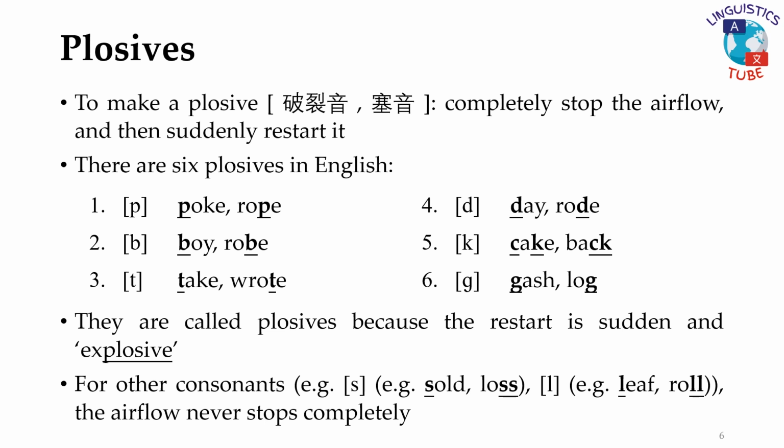You can hear the flow of air stop for a short time and then suddenly start again. In fact, the reason they are called plosives is because the restart of the airflow is sudden and explosive. In other words, the restart is an explosion of sound. In contrast, consonants like s or l do not have a sudden stop and then restart of the airflow. So, in words like sold, loss, leaf, roll, the air never stops completely.